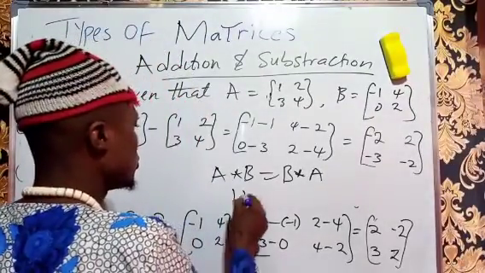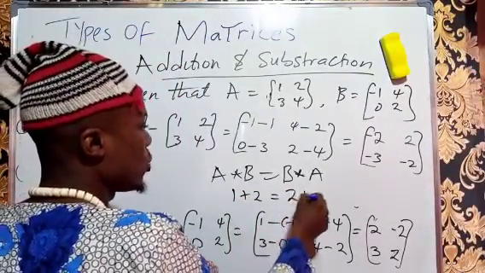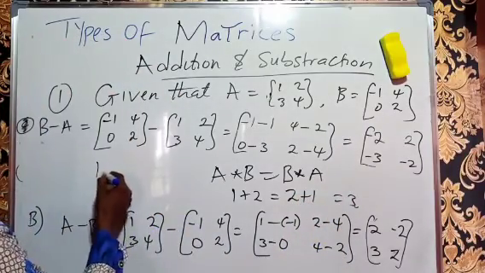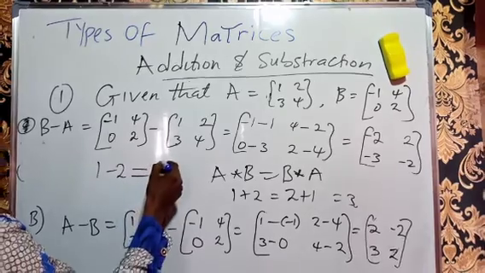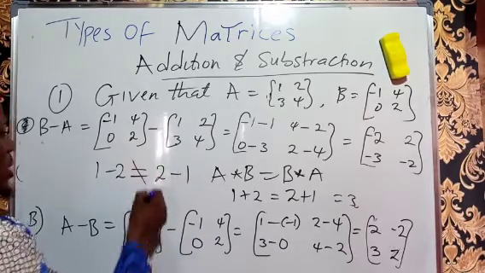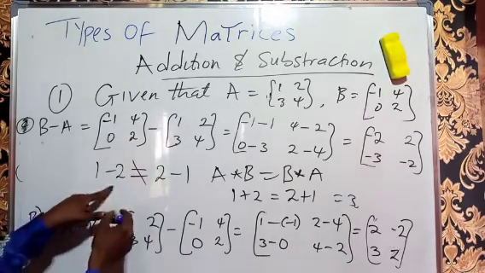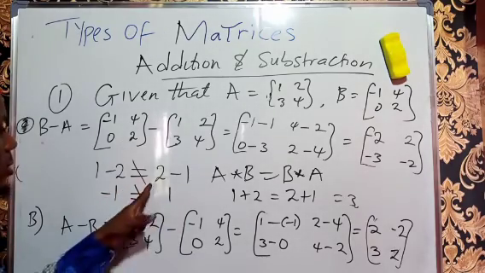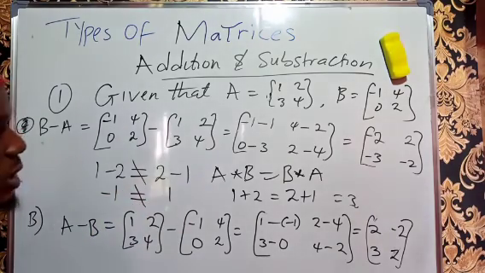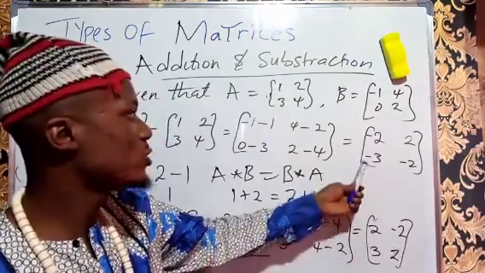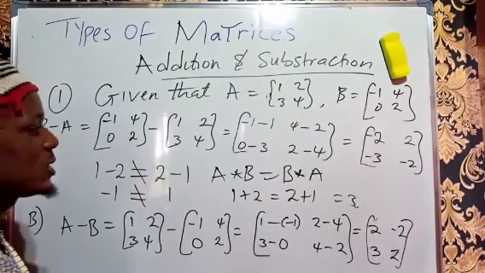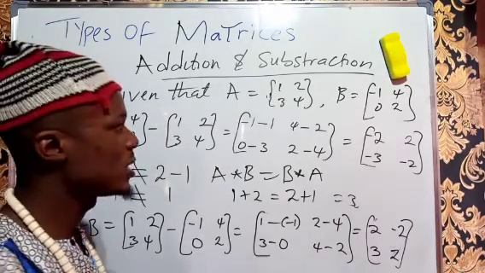Because 1 plus 2 is the same thing as 2 plus 1. They will all give us 3. But when you have 1 minus 2, is it the same thing as 2 minus 1? It's not the same thing, because 1 minus 2 is minus 1, and minus 1 is not equal to 1, which is 2 minus 1. That is why we got different values when we try to get A minus B and B minus A. So you've now seen how to add and subtract matrices.